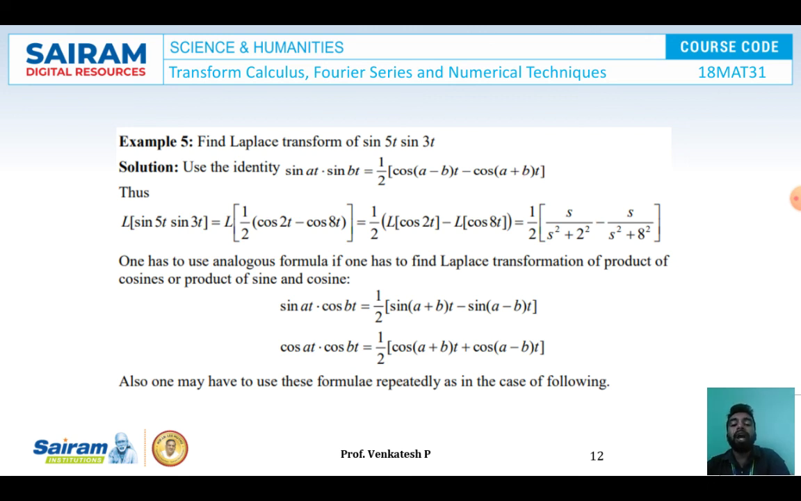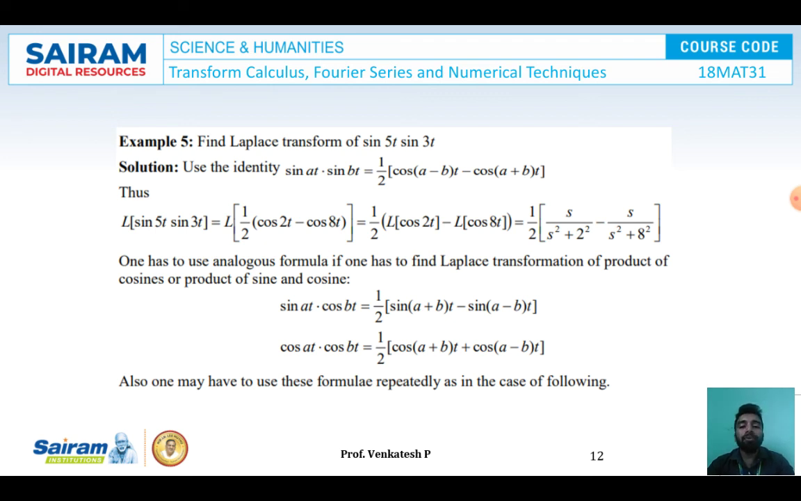We got it. Now I'm going to apply the Laplace transform on both sides of this equation. We get Laplace transform of sine 5t sine 3t equal to Laplace transform of 1 by 2 into cos 2t minus cos 8t. Expanding this by using the linearity property, we get 1 by 2 into Laplace transform of cos 2t minus Laplace transform of cos 8t. Now I am going to use the cos at formula here, that is s by s square plus a square. We get 1 by 2 into s by s square plus 2 square minus s by s square plus 8 square. Therefore the answer will be 1 by 2 into s by s square plus 4 minus s by s square plus 64.